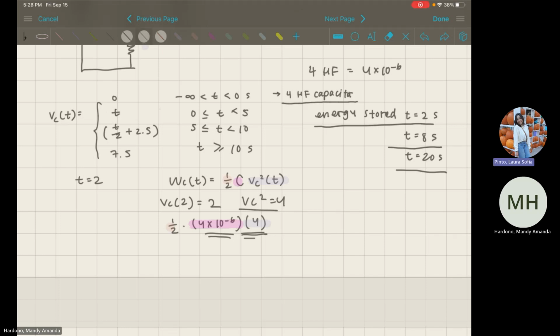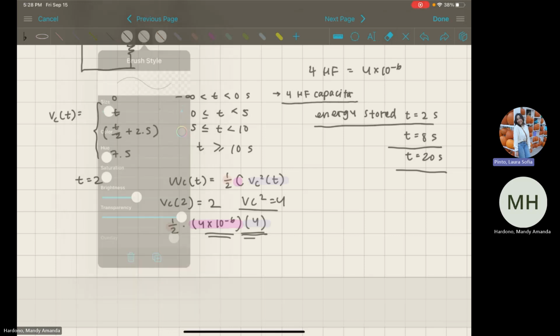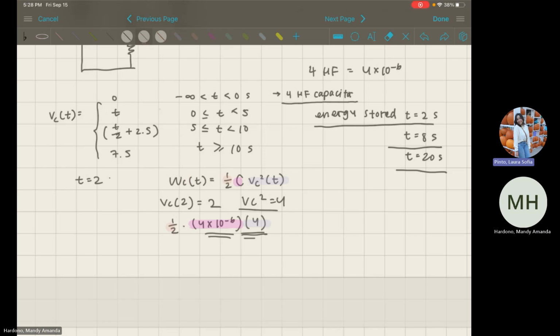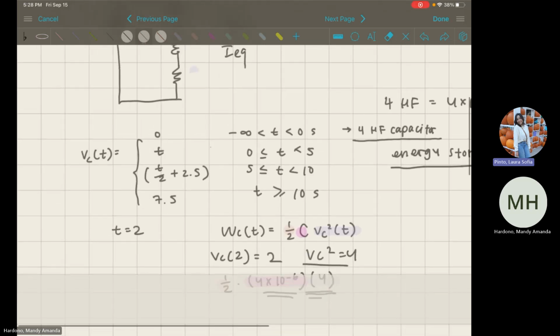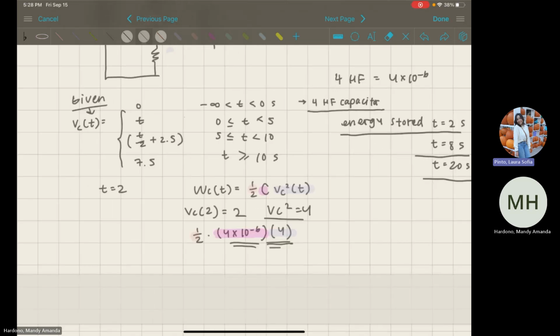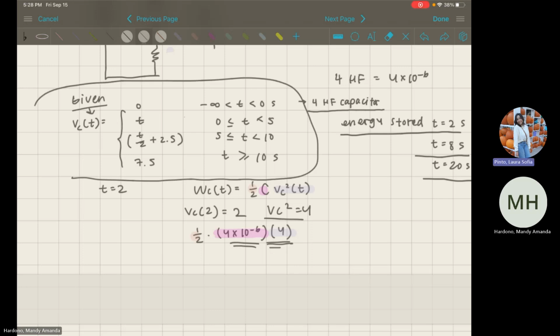Sorry, where did you get the VC originally? This is given. It's a piecewise equation for VC of t, where the time is given. All of this is given, and so is the value for the capacitance.